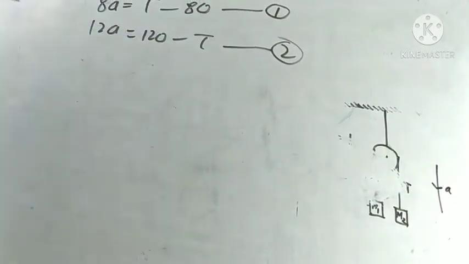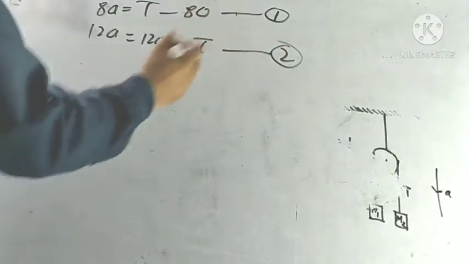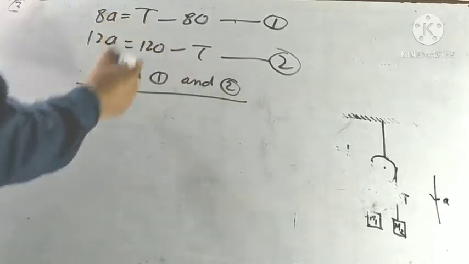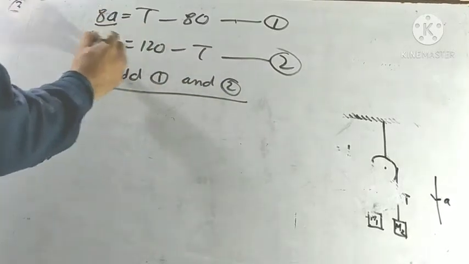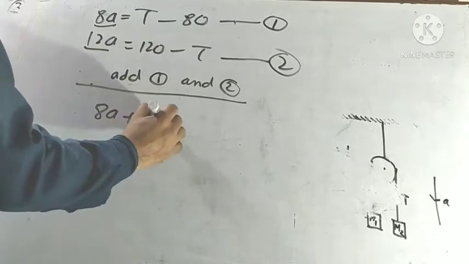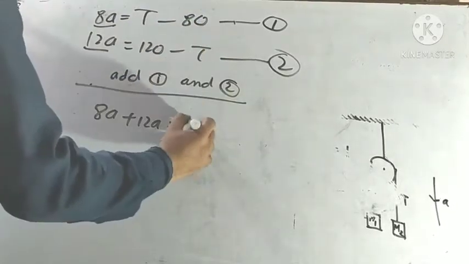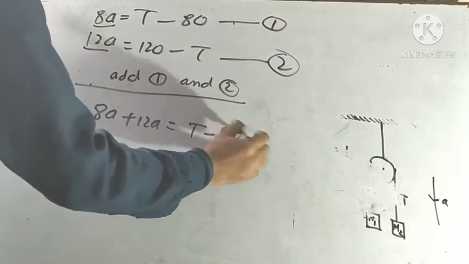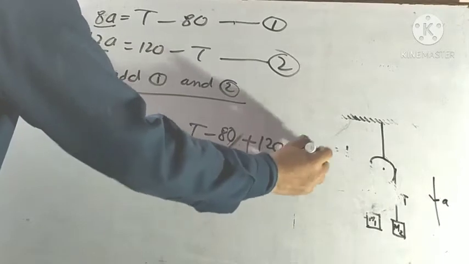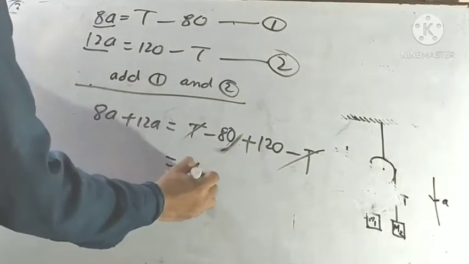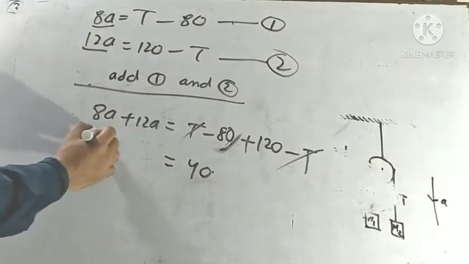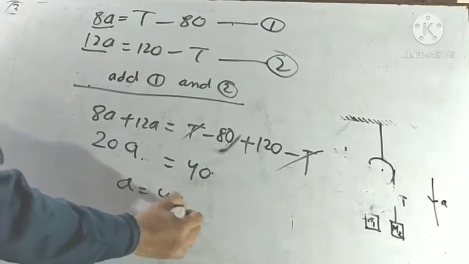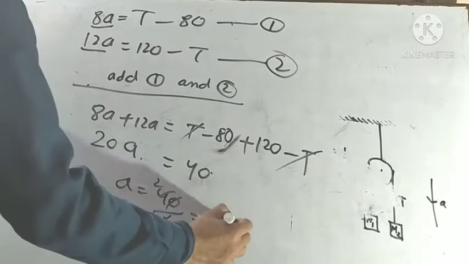So here firstly we have to find the acceleration. So we add both these equations, equation number 1 and 2. Firstly we add left hand terms, 8A plus 12A is equal to, now we add right hand terms, T minus 80 plus 120 minus T. T and T will cancel each other, and here 40 is left. And here 20A, and A is equal to 40 upon 20, finally 2 meter per second square.